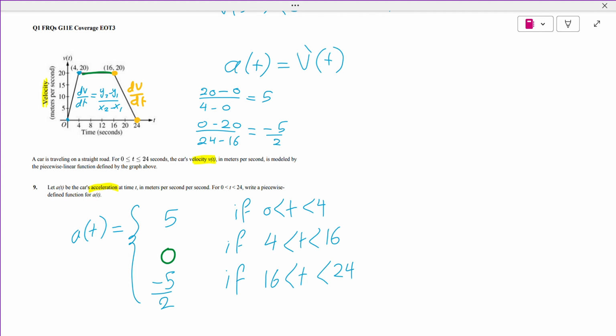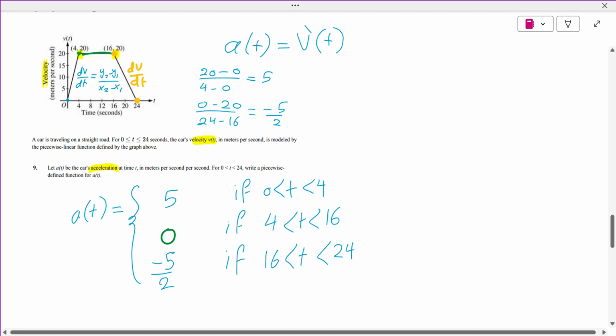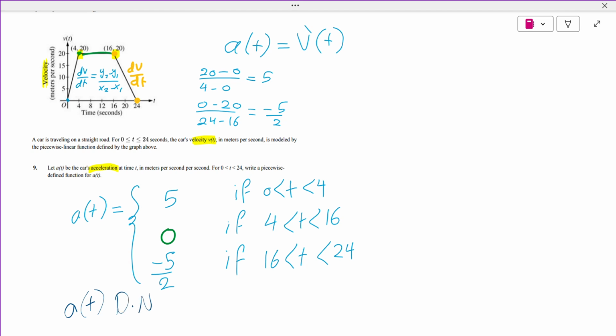But notice that there are 2 sharp points, right? The first one is here, and the second one is here. So what do we say? We must indicate that A of t does not exist at t equals 4 and at t equals 16, because it's a sharp corner, sharp point. This is question number 9.